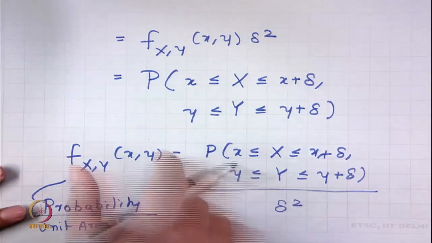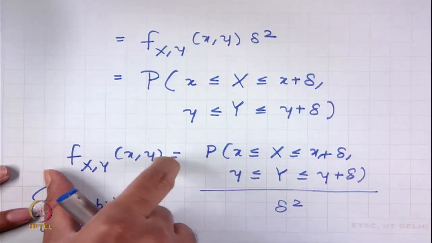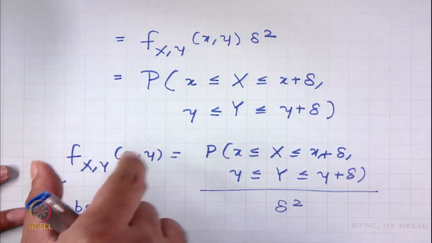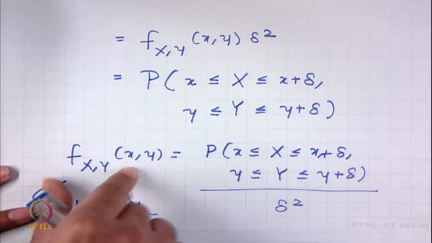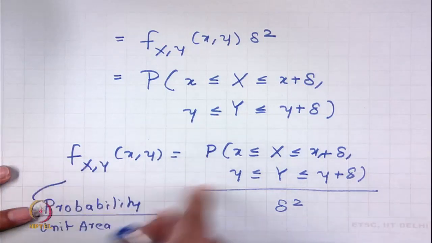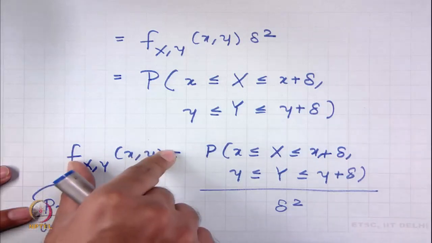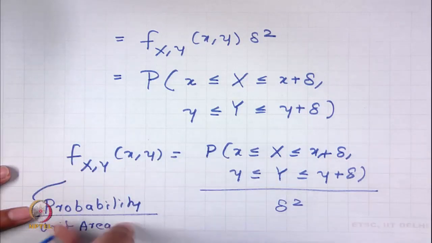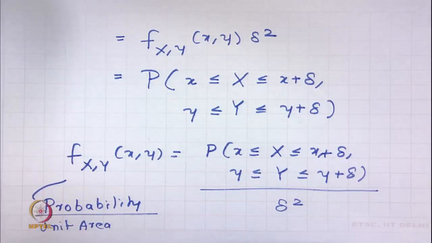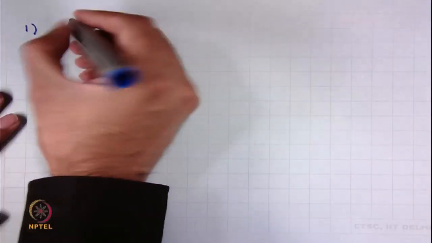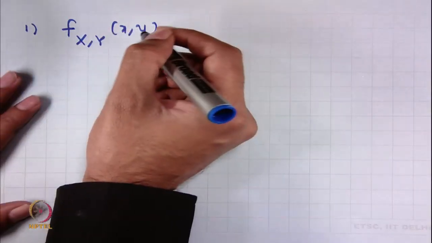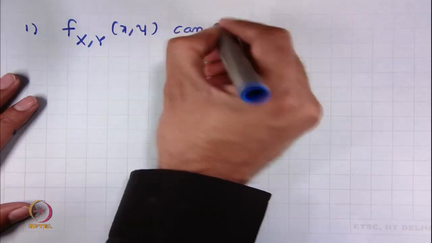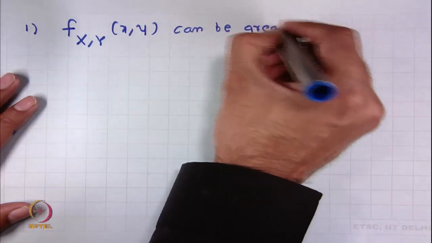Remember, as I have said, for a single random variable case, this probability density function is not probability. In the single random variable case, the probability density function was probability per unit length, and in case of two random variables, the joint probability density function is probability per unit area. It is not probability, so it can be more than one. That is, f of x y, the joint probability density function of random variables x and y, can be greater than 1, because it is not probability.